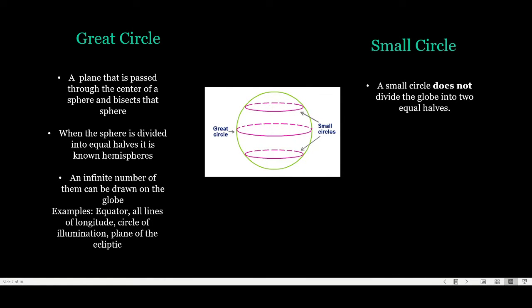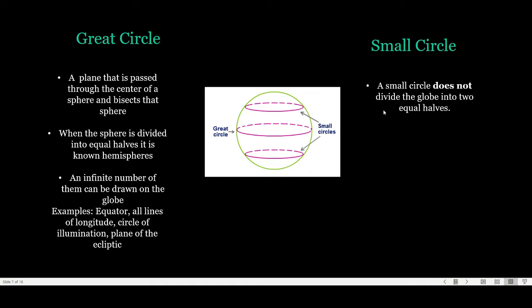So another concept that you'll be learning is the great circle and the small circle. So a great circle is a plane that is passed through the center of a sphere and bisects that sphere. So when the sphere is divided into equal halves, it is known as hemispheres. So the examples of great circles would be the equator, because it cuts the Earth exactly in the center, and all lines of longitude. So when you combine the prime meridian with the international date line, that is a great circle, and the circle of illumination and plane of the ecliptic.